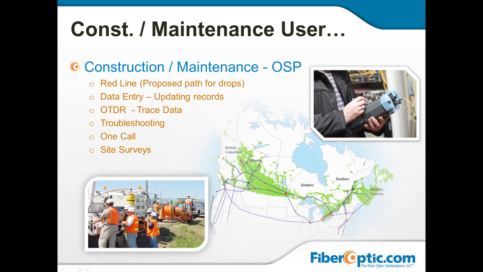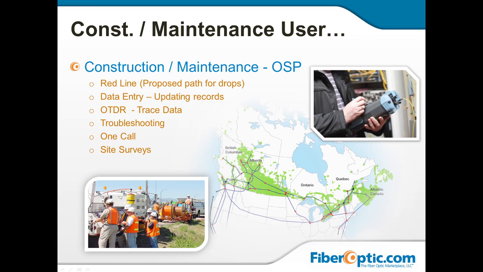The construction or maintenance users. Now, these are the guys that are after the fact. They're going to be looking at adding customers with the redlining that we talked about already. This is where we can plan or propose routes for the drops. Again, we keep coming back to data entry, updates, and we're going to be constantly looking at updates. Single source of information for all users, and multiple people can do the updates.